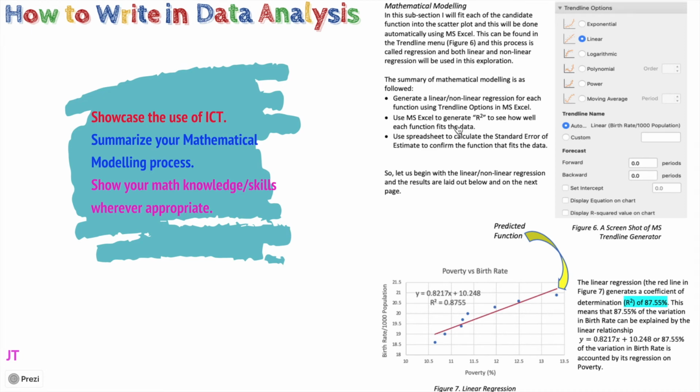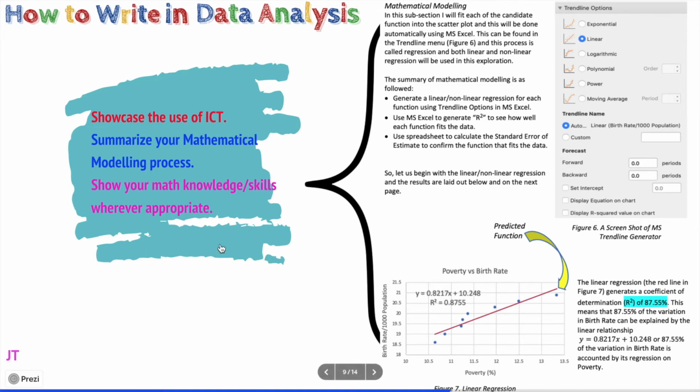Next, when you write your IA report, you have to keep in mind the use of ICT, because IB expects you to use ICT, and be clear in your process, mathematical modeling in this case, and you must show your math knowledge and math skills wherever appropriate. So let's take a look. Let's start off with the use of ICT.